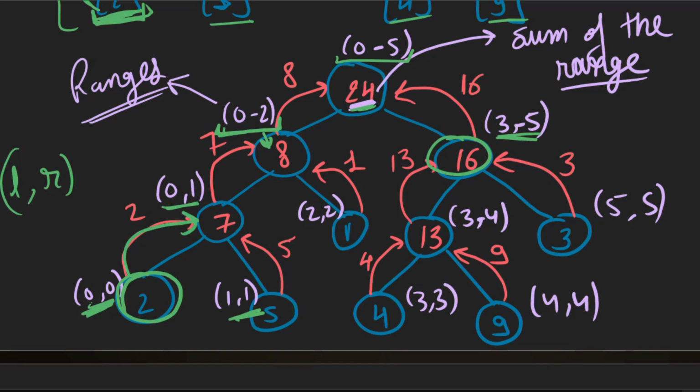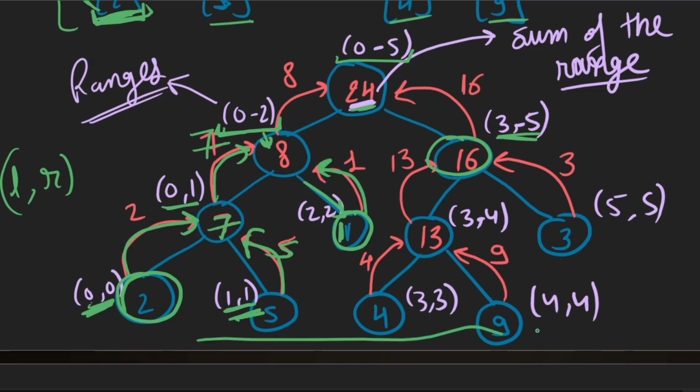So we return 2 here. Then here also only one element is there, so we return 5, right? So here we get 2 from the left node and 5 from the right node. So we store 2 plus 5, 7 here, and then we return 7 back. Then we go in the right node. In the right node we have only one element having the sum as 1, so it will return 1 here. So this way we'll build the whole segment tree.